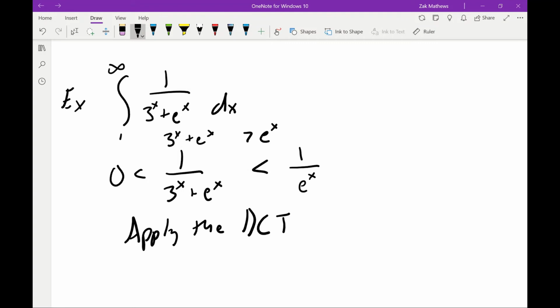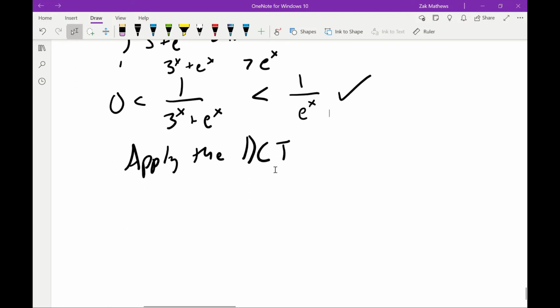We do need to make sure that those conditions are satisfied. We need to make sure for the direct comparison test that we are in fact sure that it's greater than 0 and that we have a larger function. Or if we're to use a smaller function to try to show it's diverging, we would need to make sure it's smaller. If we're to use the limit comparison test, we need to make sure that we're showing that the function is positive and that it is continuous. So let's apply the direct comparison test.